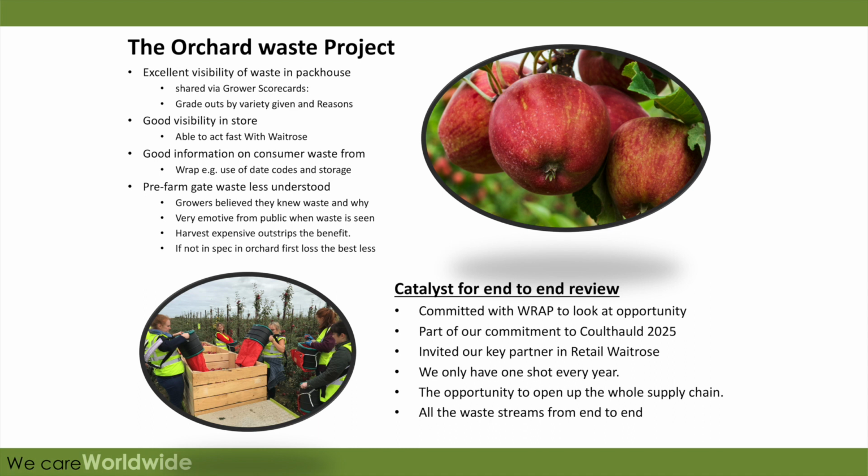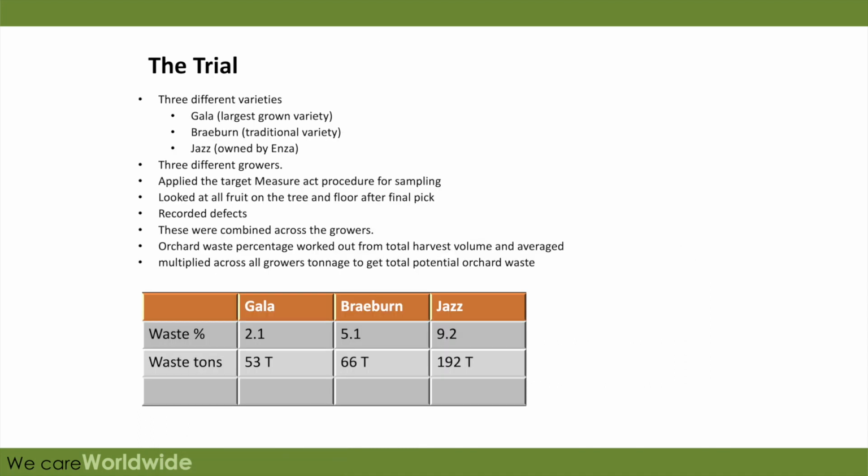We only have one shot every year at this, so it's really important to plan this correctly, understand what we need to do, understand the information we need to collect, and also work with the growers to go into that window of opportunity to finally review the last pick of those apples. The opportunity to open up the whole supply chain was also a significant invite to make sure that this year we needed to do it. To understand all the waste streams yet again end to end, just to make that check that since we last visited, something hasn't changed. So the trial itself, as I mentioned, 3 different varieties.